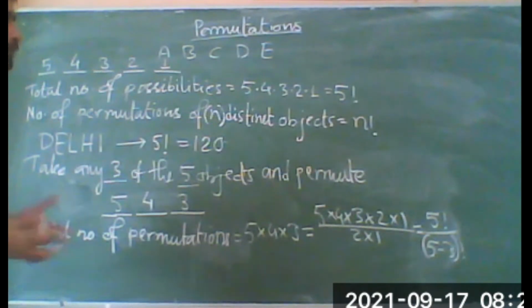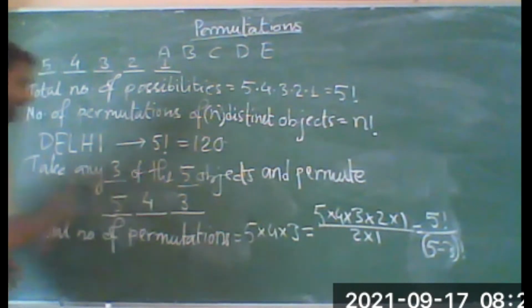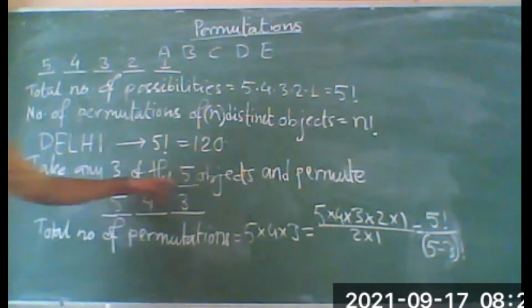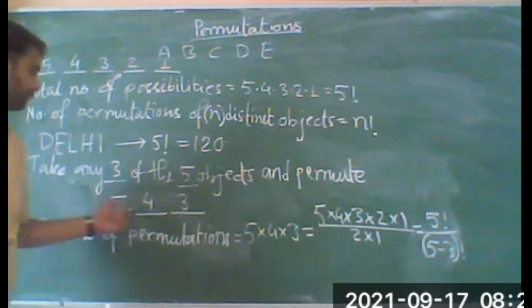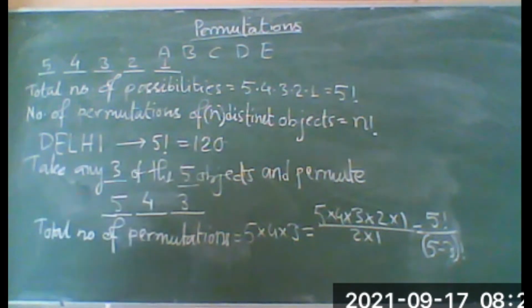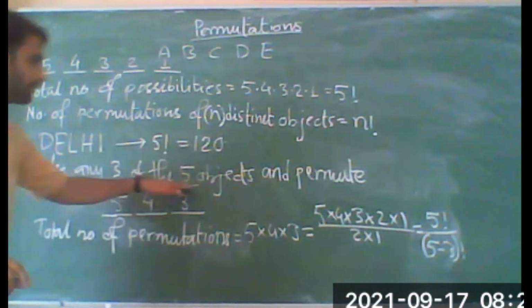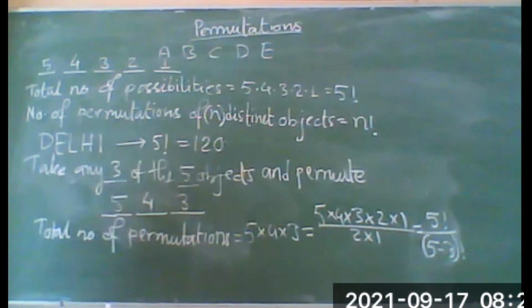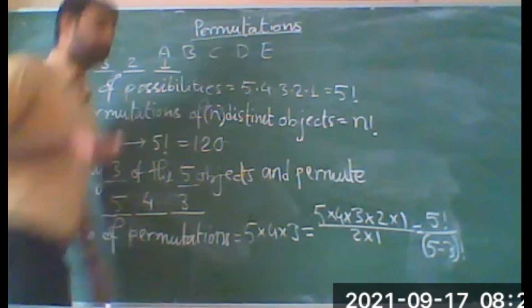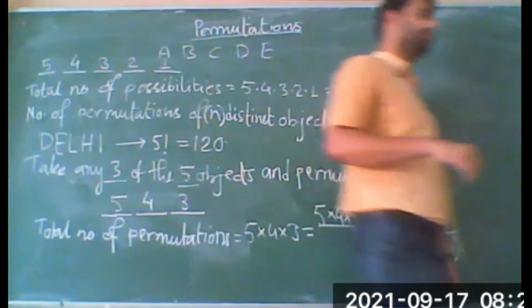So basically we are trying to generate a formula where only these 2 numbers will be associated, and in the problem, if these 2 numbers are there, we can find the answer. So that's why we are writing 5 into 4 into 3 in that way: 5 factorial by (5 minus 3) factorial. So this is the number of ways, or you can say the number of permutations of 3 objects taken from 5 distinct objects. Remember this word, distinct, because when there is repetition of objects, the formula will be different. There will be some other factors.